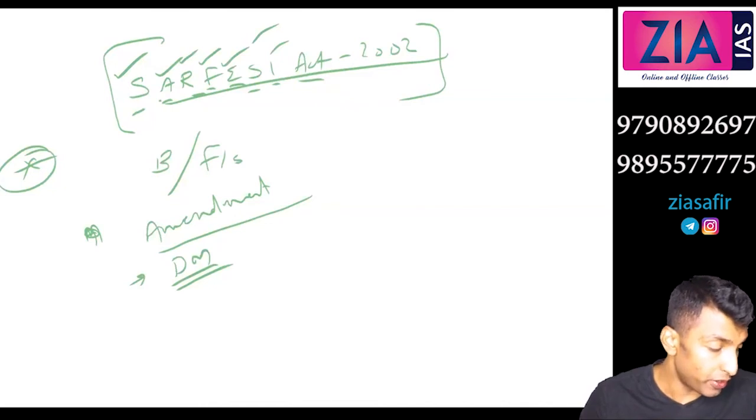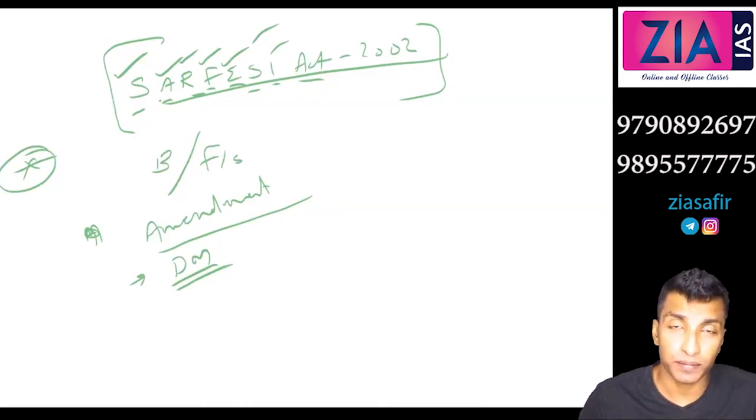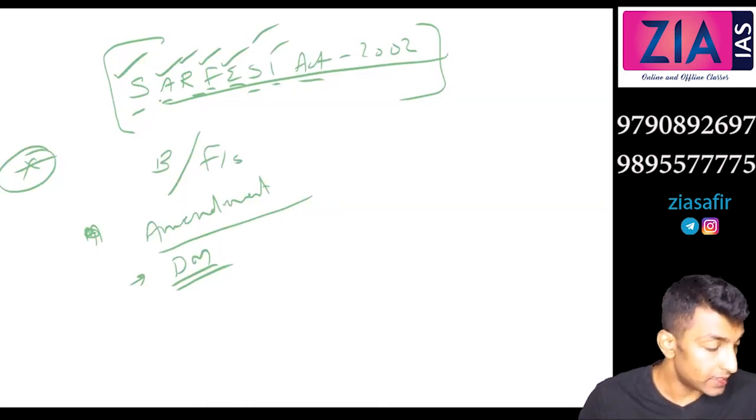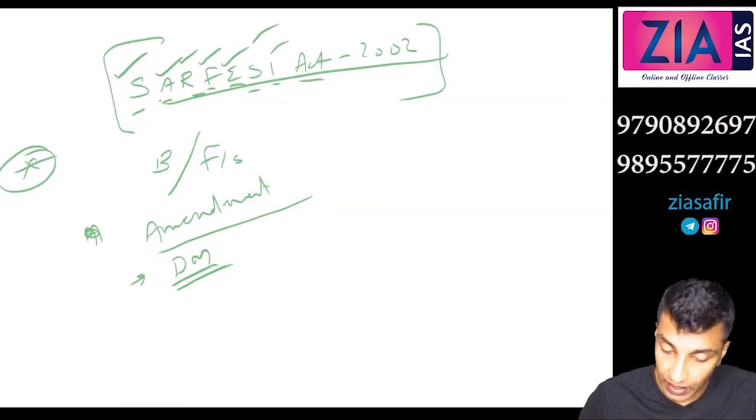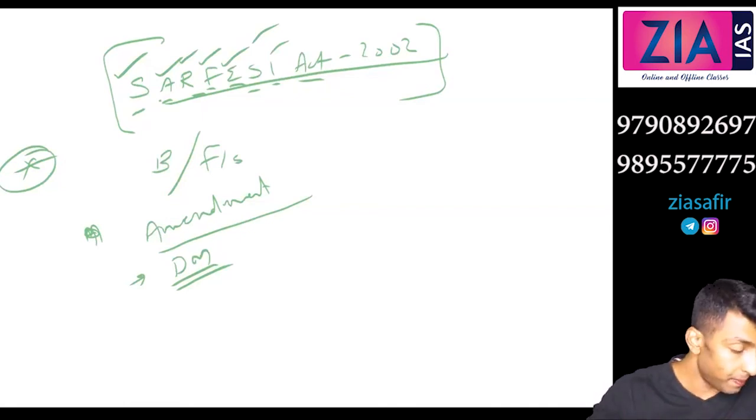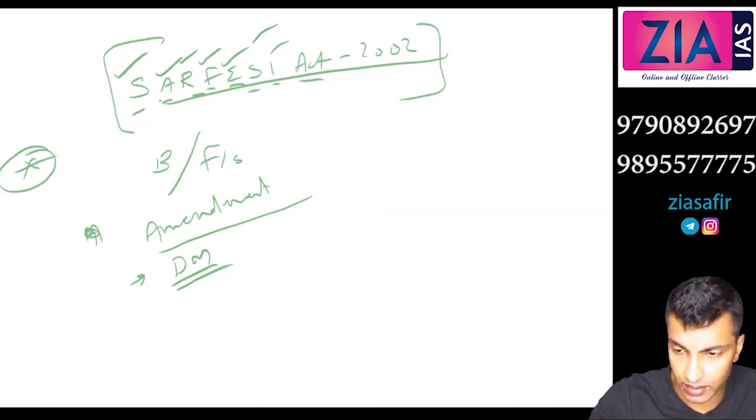One more point you can write under that. There is a provision of establishing a central registry to maintain records of collateral securities.